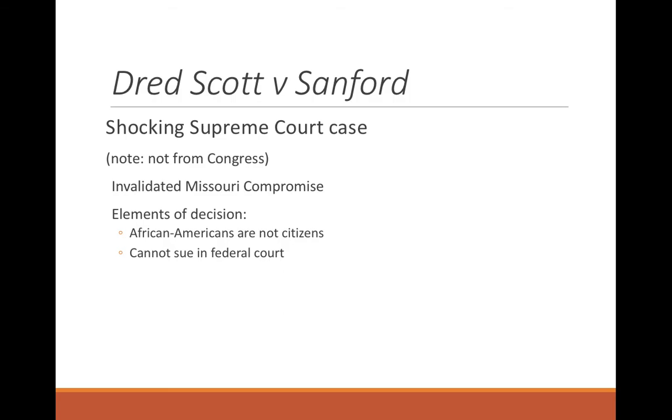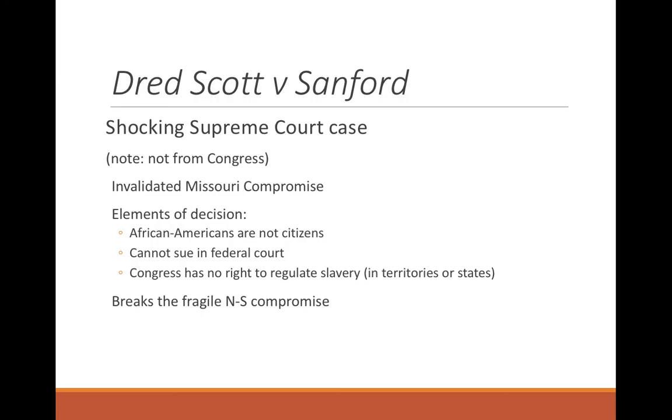Furthermore, they say Congress has no right to regulate slavery, either in the territories or the states. It's entirely up to the states. So that's what invalidates the Missouri Compromise. In terms of impact, the Southerners are overjoyed. Northerners seethe. It's a key contributor to Lincoln's nomination and eventually Southern secession. Generally considered the single worst decision in the history of the Supreme Court. It's a stunning violation of human rights and dignity.